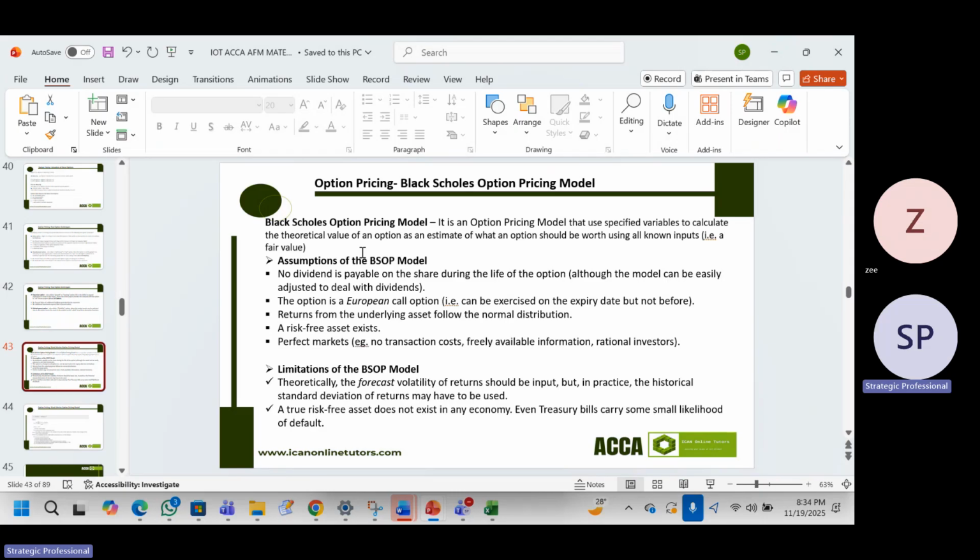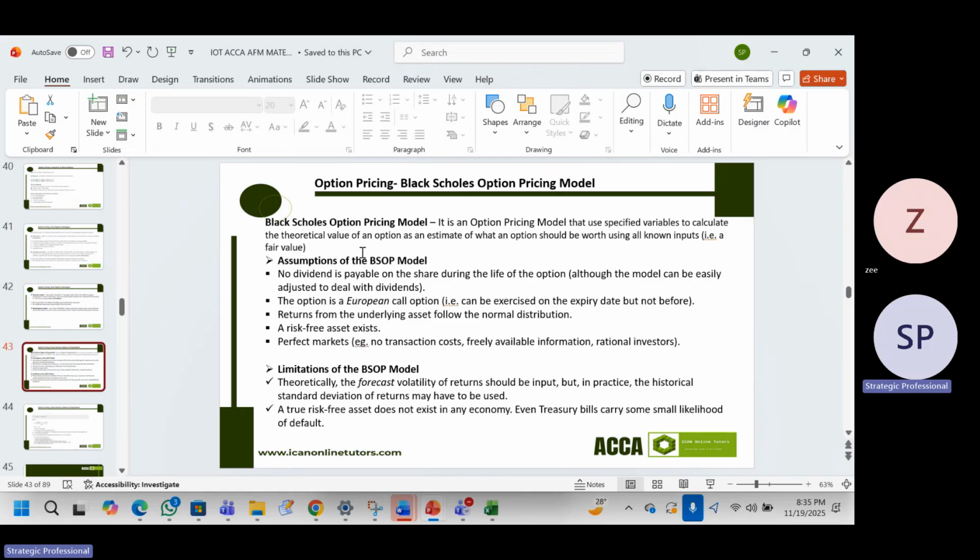But if you see BSOP calculator, my sister, option question is waiting for you. You cannot run away from it, right? Normally, like I said, this BSOP is an option pricing model that uses specific variables to calculate the theoretical value of an option, as an estimate of what an option should be worth, using all inputs. And all those variables are what I gave you. Those five: the PA, the PE, the T, the S, and the R, right?